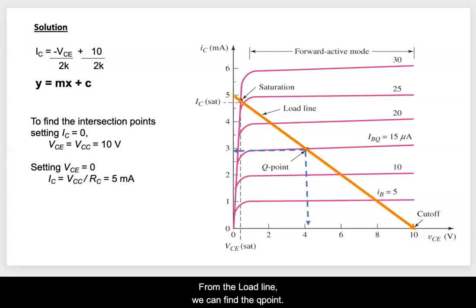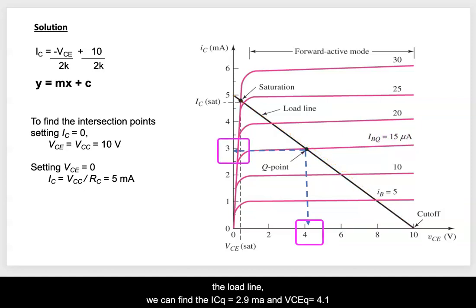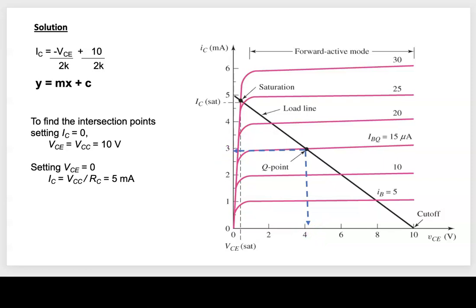Subsequently, we can find the Q point from the DC load line. As in the previous analysis of the input loop, the input current IBQ is equal to 15 microamperes. Hence, the Q point is the intersection of IBQ and the DC load line, and from there we can find that ICQ is equal to 2.9 milliamperes and VCEQ is equal to 4.1 volts.